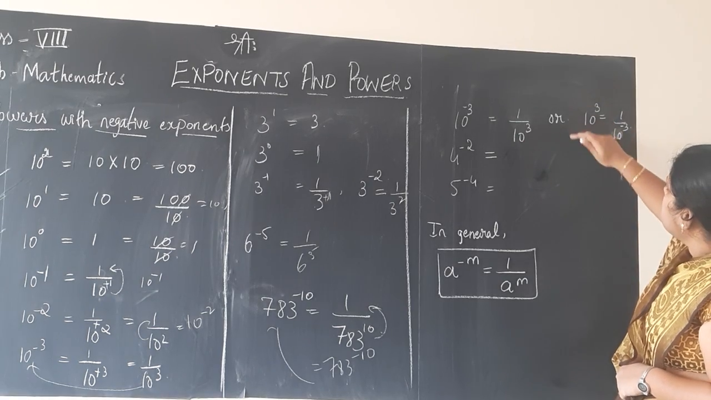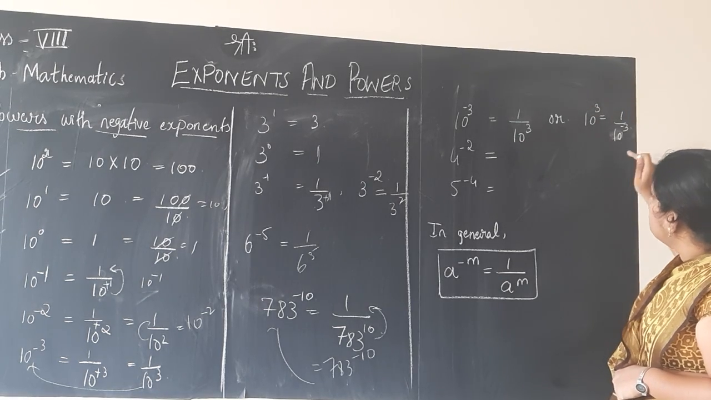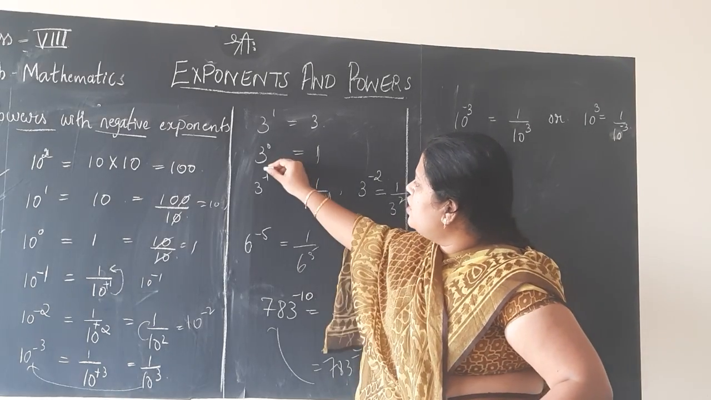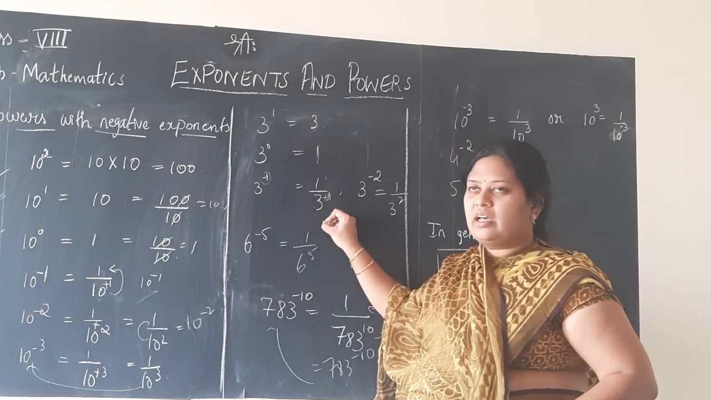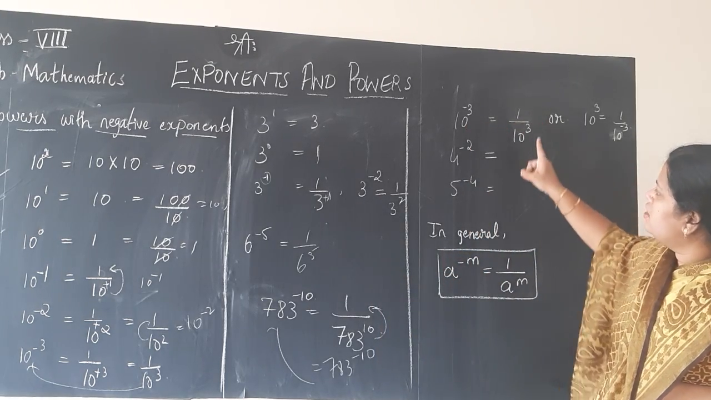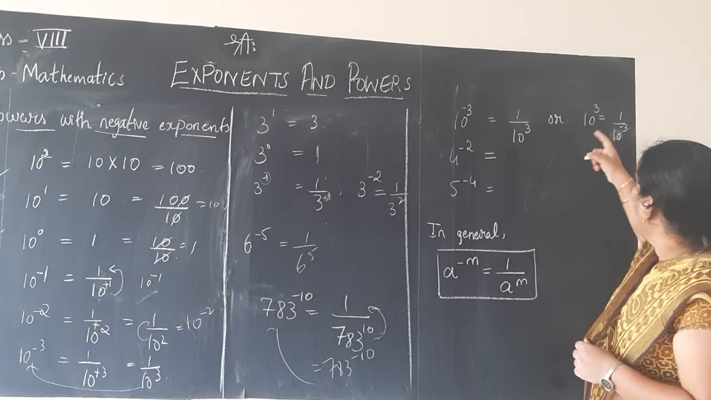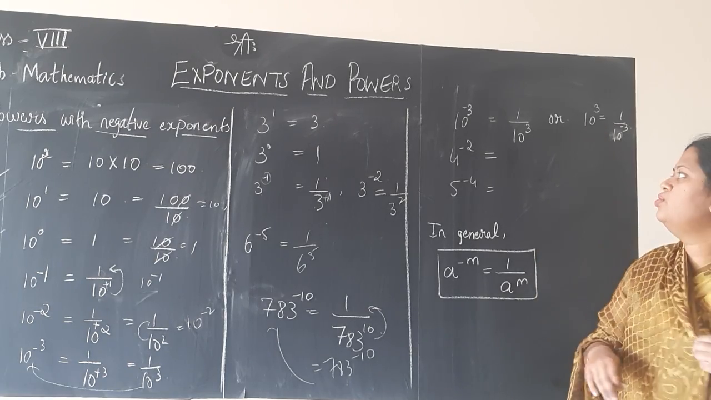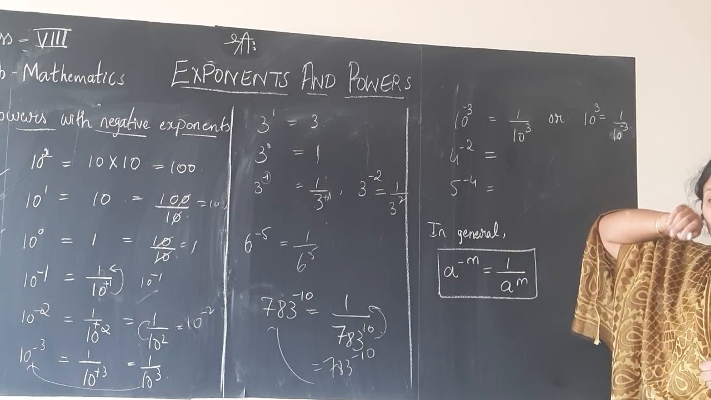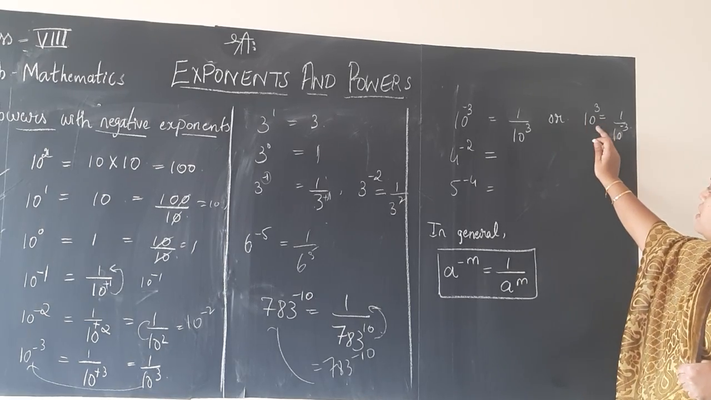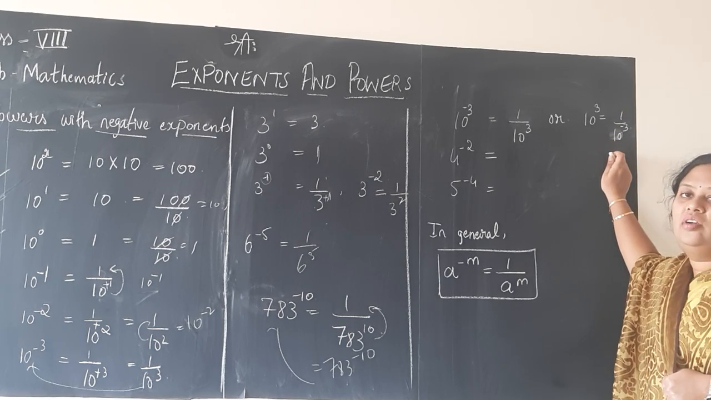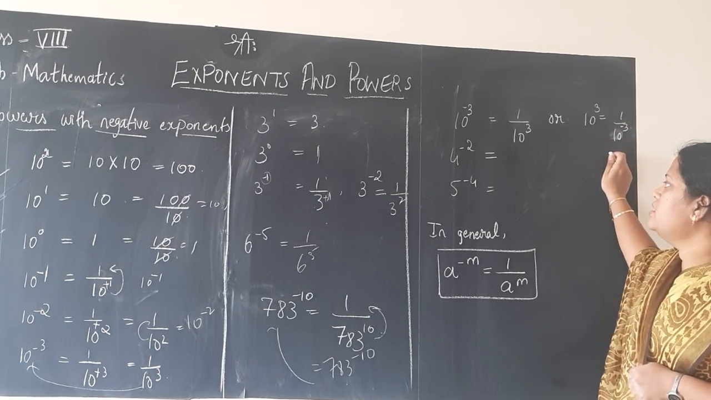Or what is 10 to the power 3? It is 1 by 10 to the power minus 3. Till now I showed you numbers where negative exponents are made positive. Now I am considering writing a positive exponent as negative, going again from positive to negative. 10 power minus 3 is 1 divided by 10 power 3, both are the same. Or you can write 10 power 3 as 1 by 10 to the power minus 3 also. Like this you can write.